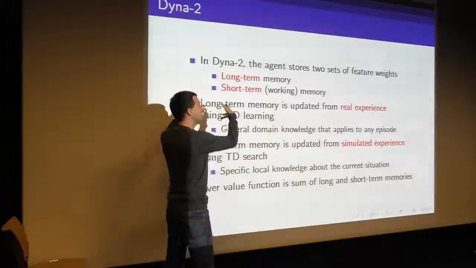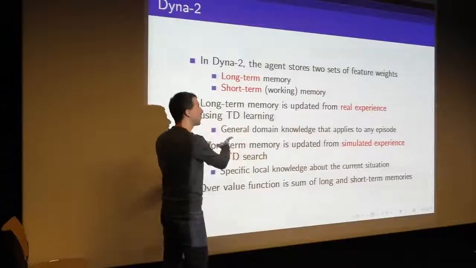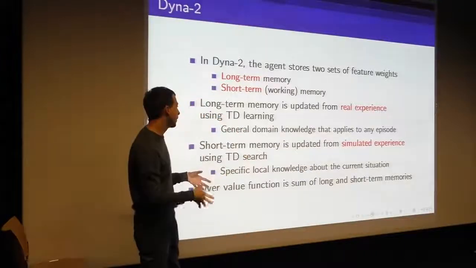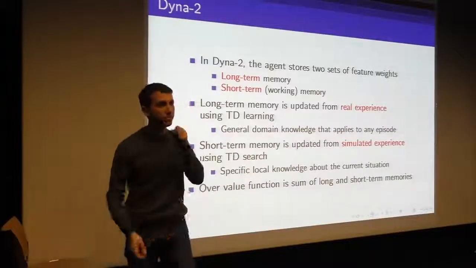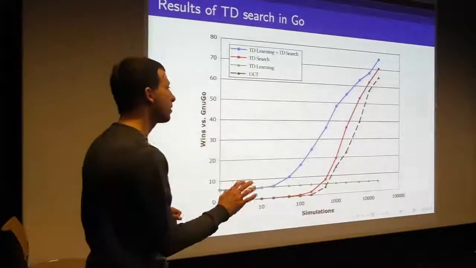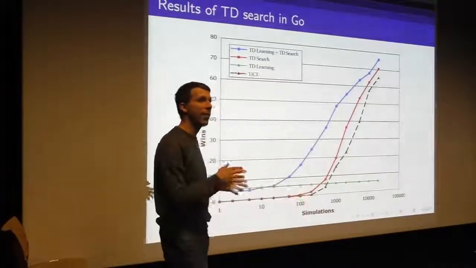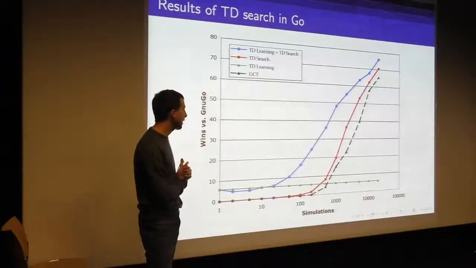So the idea was we maintain two different types of memory. We update one of them from real experience and one of them from simulated experience. And then we combine them together, sum these two together, to give us our overall value function. I'm sorry I don't have time to give more details. I'll just put up one plot, which is just the final slide on this kind of Go example, just to show what happens when you combine these ideas together.